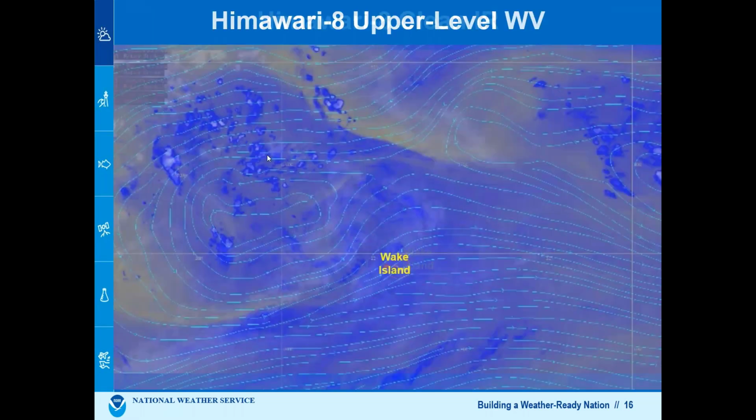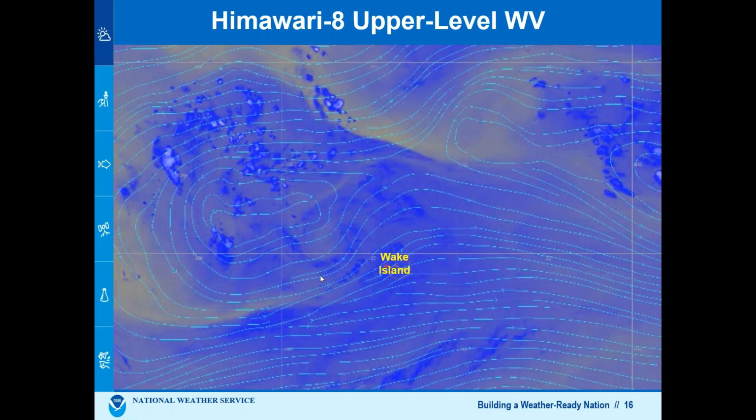But let's take a look at the water vapor imagery. And so a couple of things stand out. First, I've got the 250 millibar streamlines. You can see this general trough axis that arcs across the north of Wake Island. You see all this dry air funneling around and then sweeping by Wake Island.